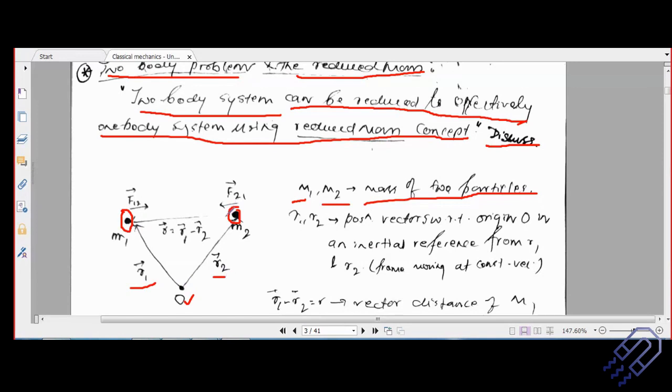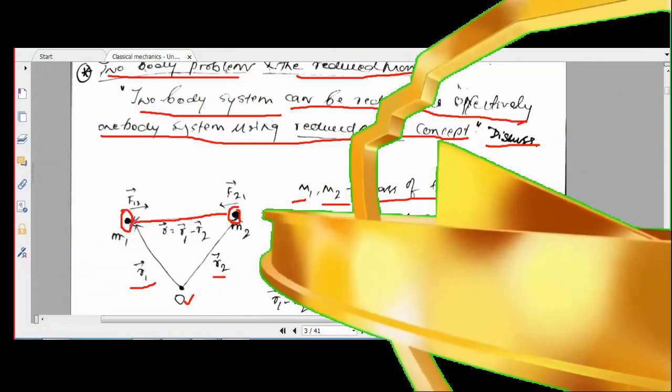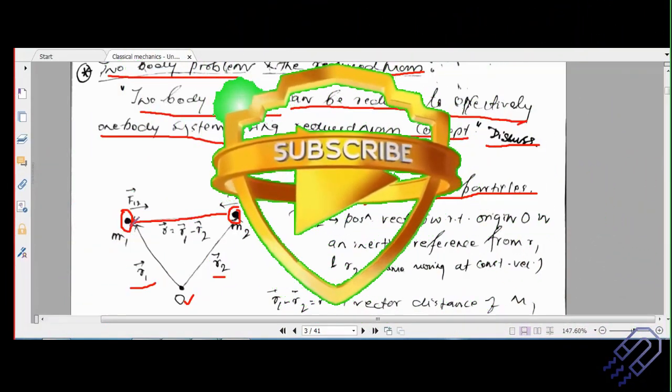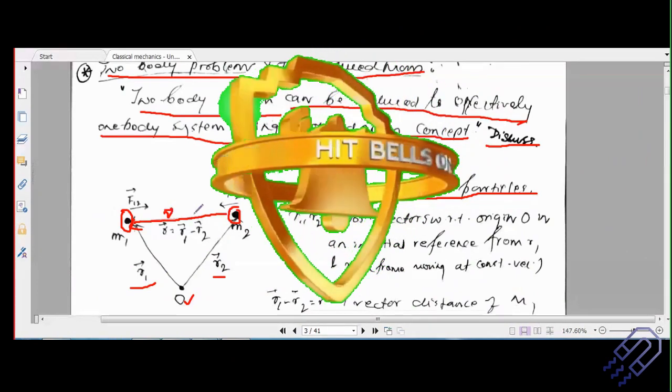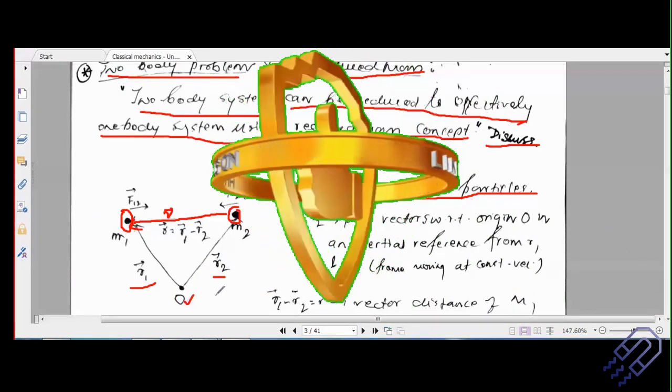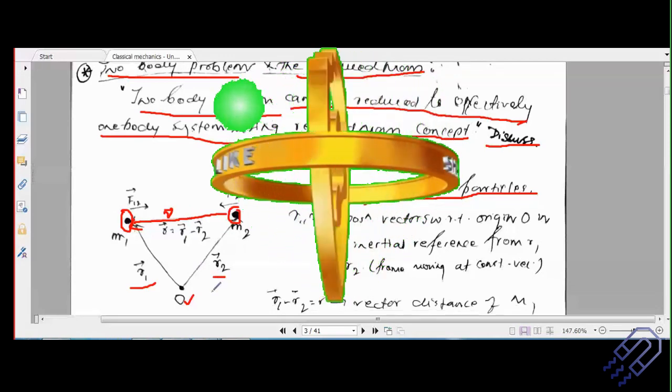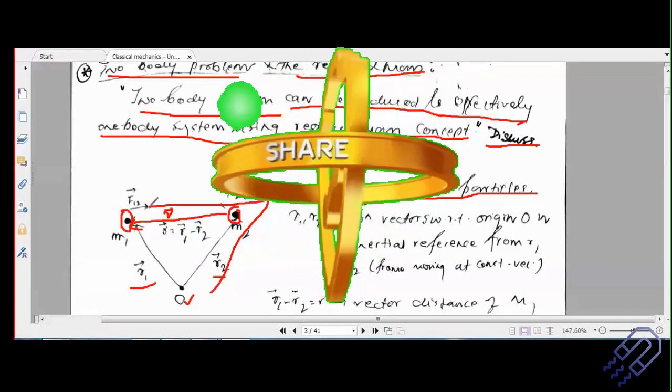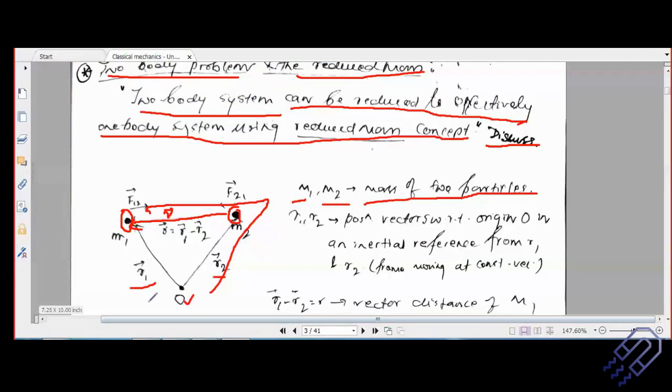If we take vectors, the distance between m1 and m2 is r. This is actually r bar. Very important. By vectors, r2 plus r bar, you're going here, or you're going from here to here directly, which is r1. So r2 plus r bar is equal to r1, or r bar is equal to r1 minus r2. This is a simple idea of vectors. I think this is not complicated. You can already understand this, right?